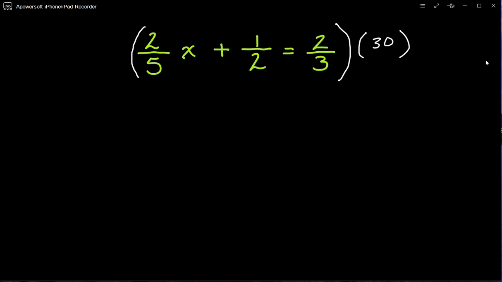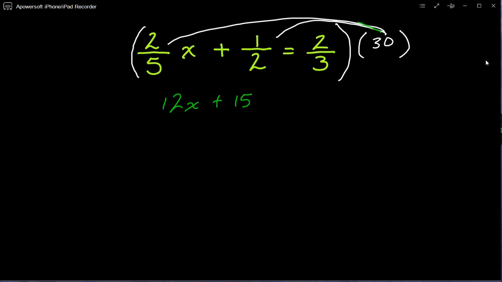30. So we're going to multiply 30 times 2/5. Remember, the 5 and the 30 will reduce to a 6. So that gives us 6 times 2, which is 12x. All right, so now we're going to multiply 30 times 1/2, which is 15.